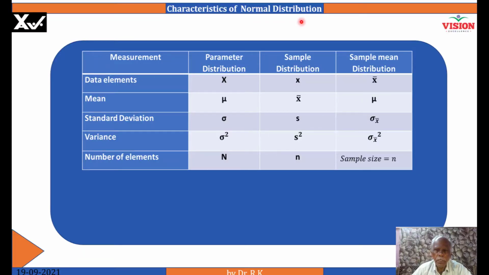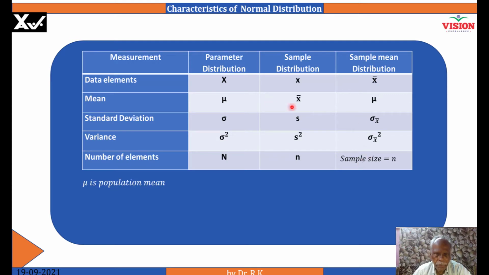Characteristics of normal distribution. The various particulars are given here: data elements, mean, standard deviation, variance, and number of elements. The notations for these particulars are given as parameters for population in the second column, as sample statistics for the sample in the third column, and in the final column as sample mean statistics.